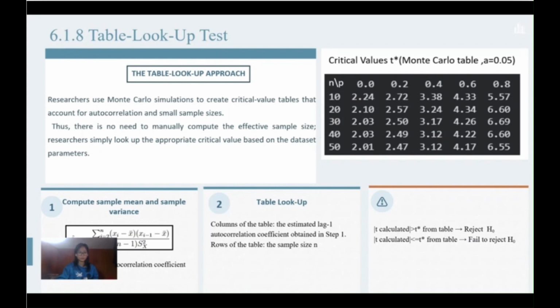The procedure is to compute the sample mean and sample variance. Then in the table, in the column for the estimated lag-one autocorrelation, find the row for the sample size, and make the decision. If the calculated statistic from the sample is greater than the critical value from the specialized table, then the researcher is justified in rejecting the null hypothesis. Otherwise, the null hypothesis should not be rejected.